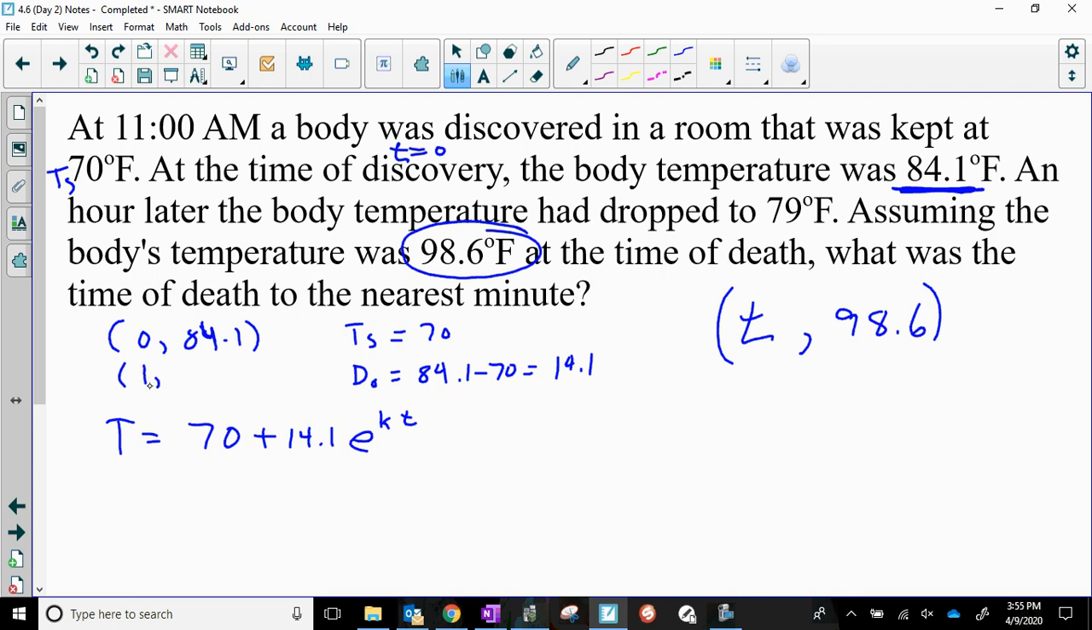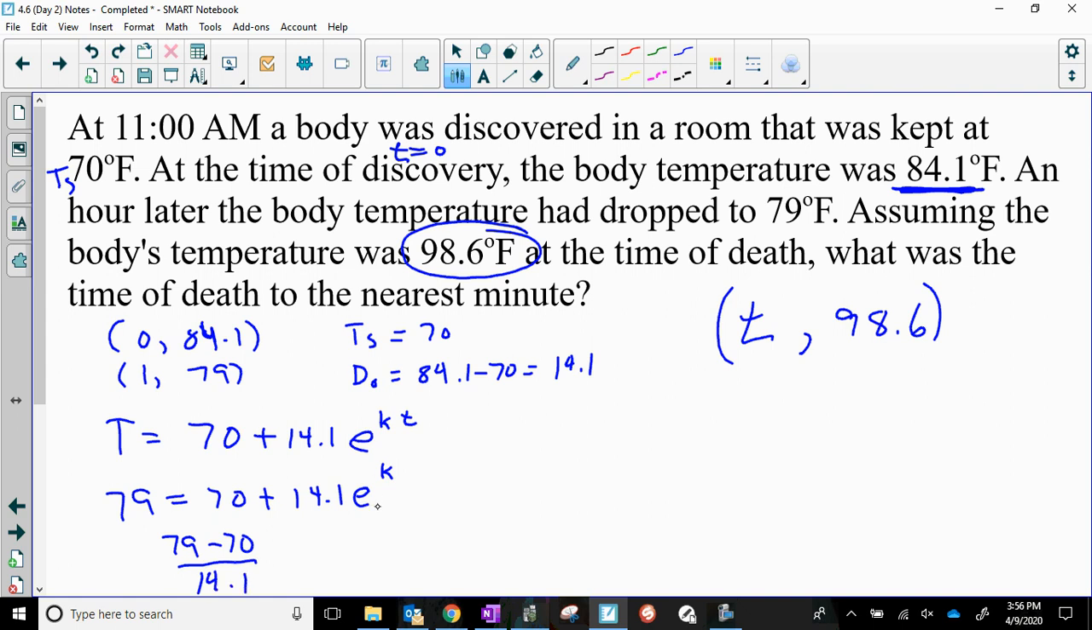So 1 hour later, it drops to 79 degrees. With 79 in front, and I'm going to put 1 in for my little t. The reason I like 1 hour is it makes the calculation a little bit easier. And we're going to solve for k. So order of operations: at 79, we're going to subtract 70, then we're going to divide by 14.1.